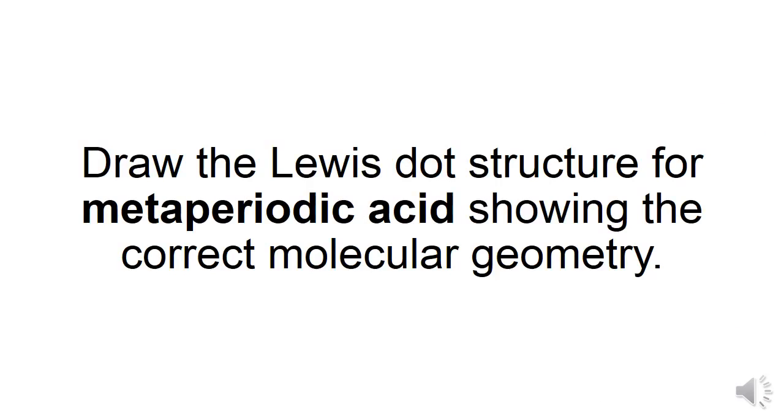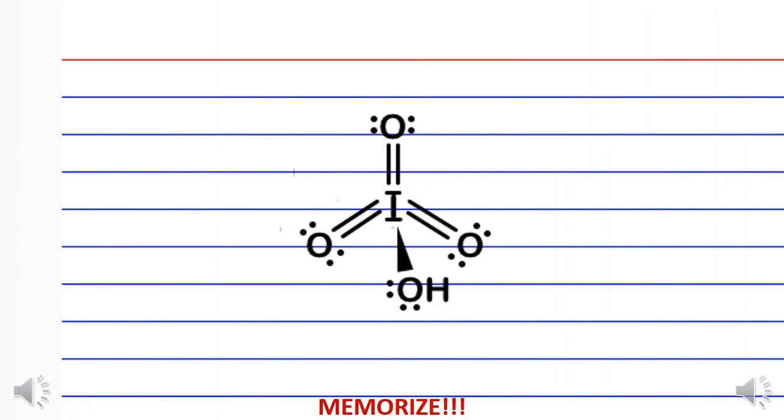Draw the Lewis dot structure for metaperiodic acid, showing the correct molecular geometry. So what's the structure for metaperiodic acid? Here it goes. It has the tetrahedral molecular geometry, and it's double bonded to 3 of the 4 oxygens that it's attached to.